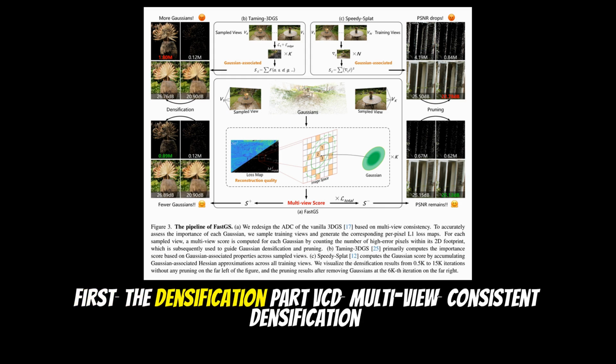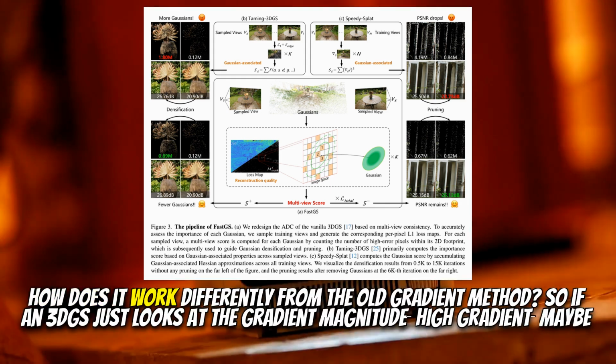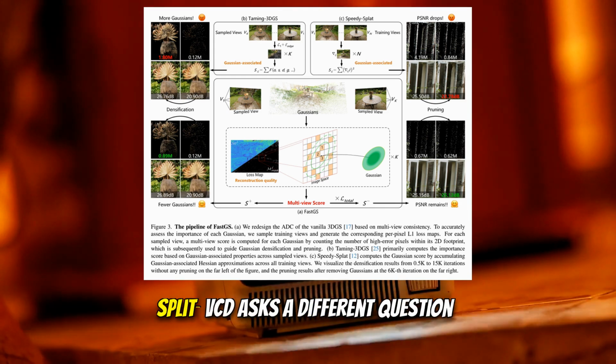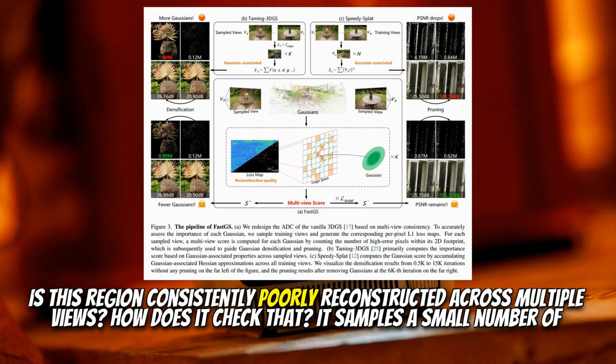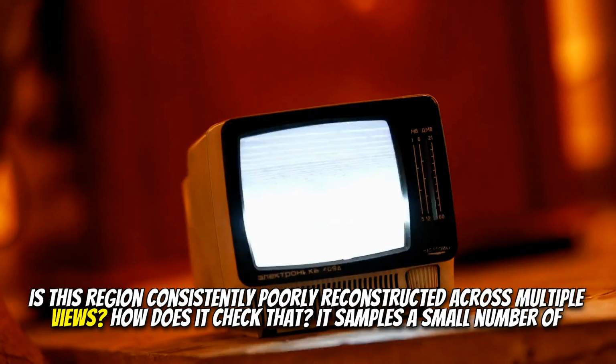First, the densification part, VCD, multi-view consistent densification. How does it work differently from the old gradient method? So vanilla 3DGS just looks at the gradient magnitude. High gradient, maybe split. VCD asks a different question. Is this region consistently poorly reconstructed across multiple views? How does it check that?